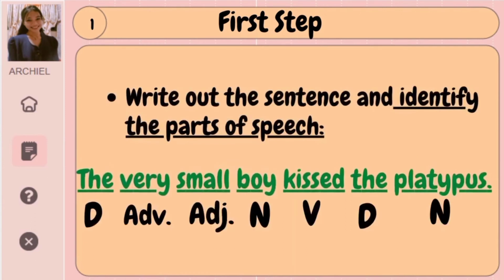And now, identify the parts of speech. The, it is a determiner. Very, it is an adverb. Small, adjective. Boy, noun. Kiss, verb. The, determiner. And platypus, noun.